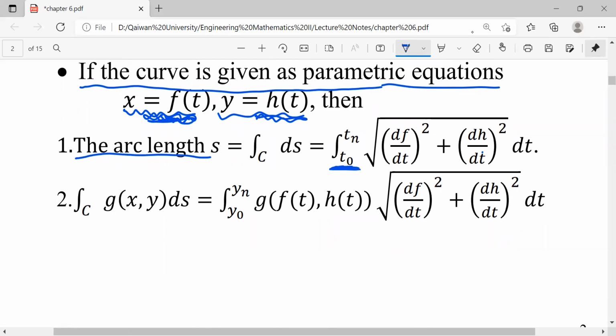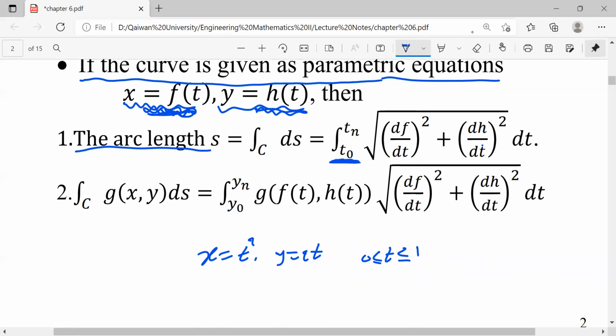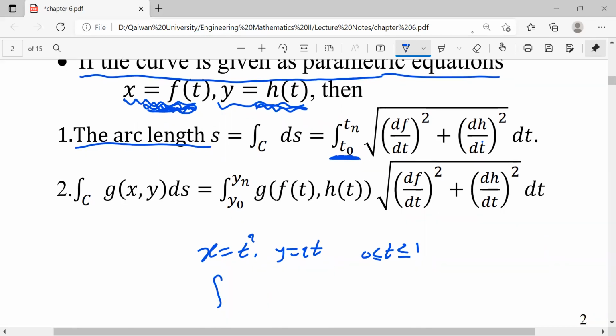Let's take an example for that one. Let's say we are given x to be t squared and y to be 2t, and t between 0 and 1. Then the arc length is the integration from t naught to tn. The lower value of t is t naught, and the upper value is tn. This is from 0 to 1. Integration of the square root of df by dt, that means x prime. X prime is 2t plus 2t squared.